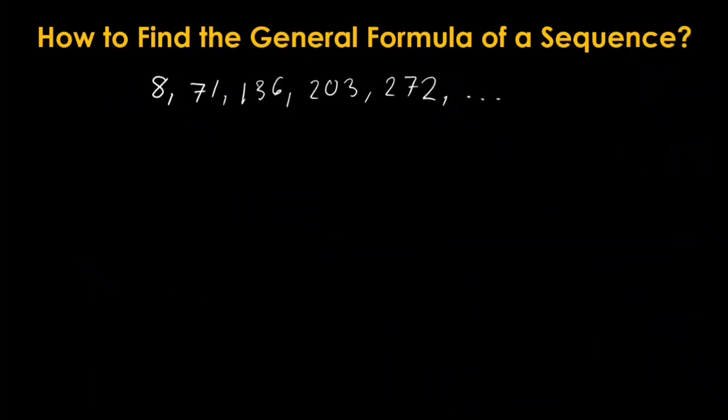Okay, let's apply that to this sequence really quick. Now let's check the differences first. So this one is 63, this is 65, this is 67, this is 69. So as we can see, the differences are consecutive odd numbers.